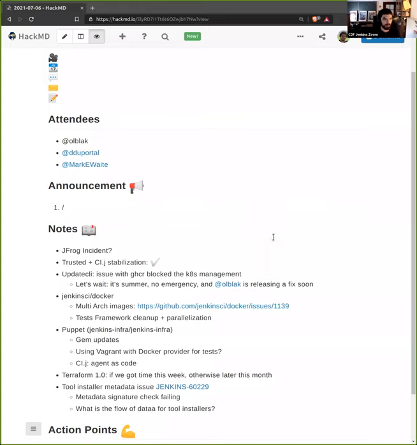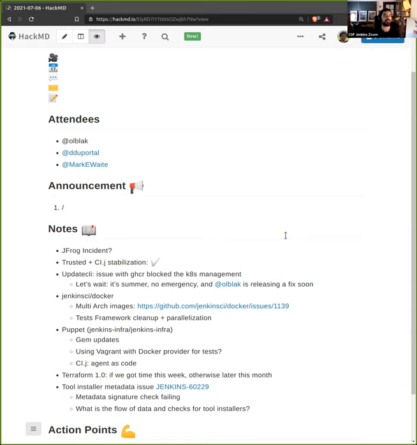So today to the agenda, we don't have major announcements to share. We have a few topics that we want to cover. First, we had an issue with repo.jenkinsci.org over the last week. We had a few stabilizations done on trusted.ci. We have one issue with update CLI. We also have a topic on the Docker image that we build and ship for the Jenkins organization. We currently have some ongoing work with Puppet and a few other things.